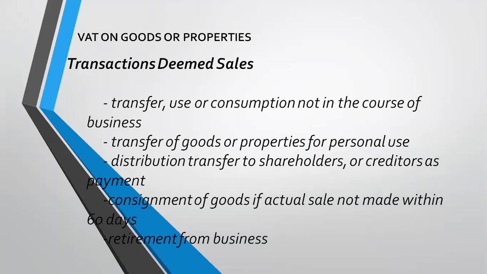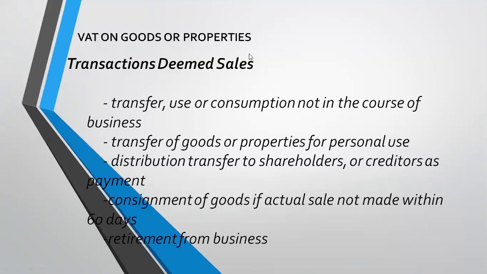So VAT on goods or properties, transactions deemed sales. What are deemed sales? Deemed sales are as if a sale happened. As if there is a constructive sale. When you say constructive sale, though there is no actual sale, it is considered that there is a sale. So that is what we call deemed sale.